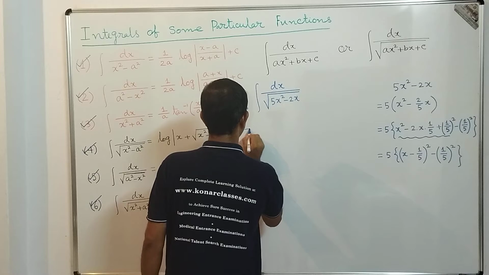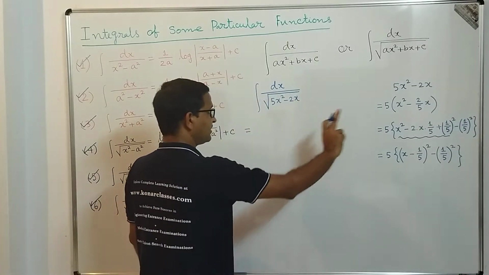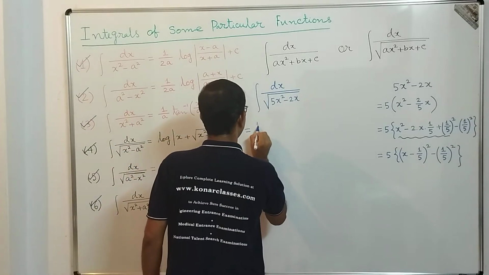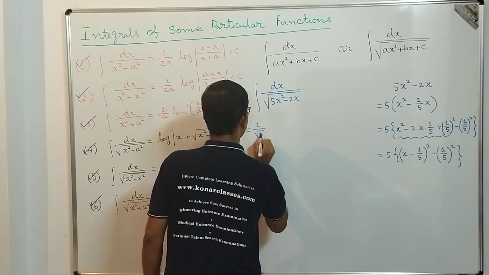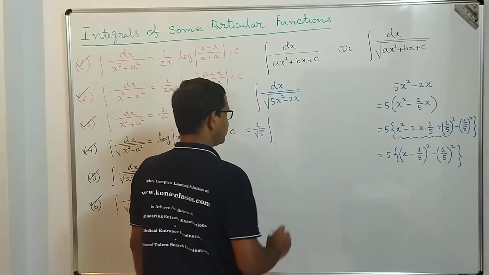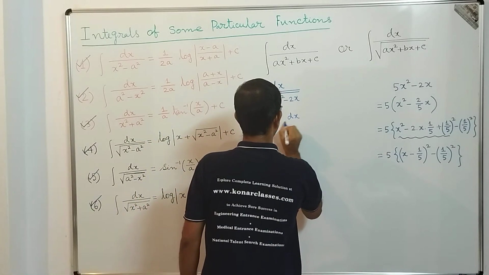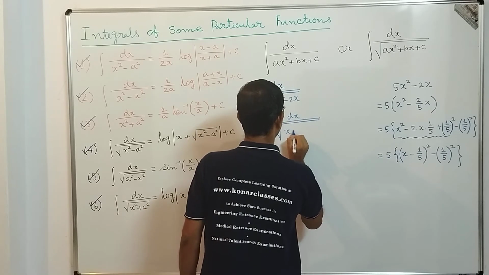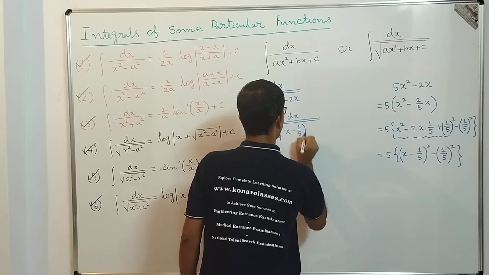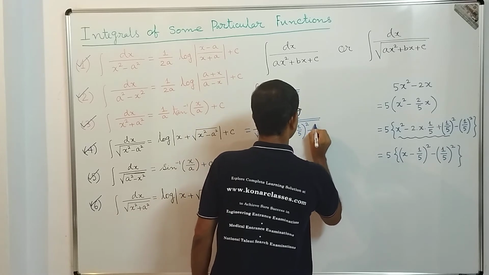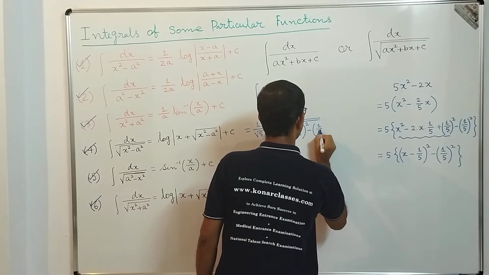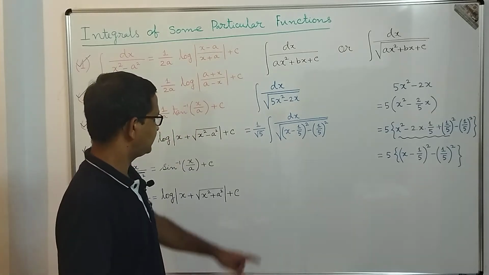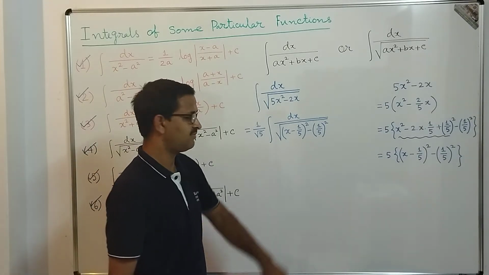Now as it is under the square root, everything will be under the square root, and we can take 1 by square root of 5 outside of this integration, and concentrate on whatever is there. So this is equal to dx by square root of x minus 1 by 5 whole square minus 1 by 5 whole square. Okay, x minus 1 by 5 whole square minus 1 by 5 whole square.